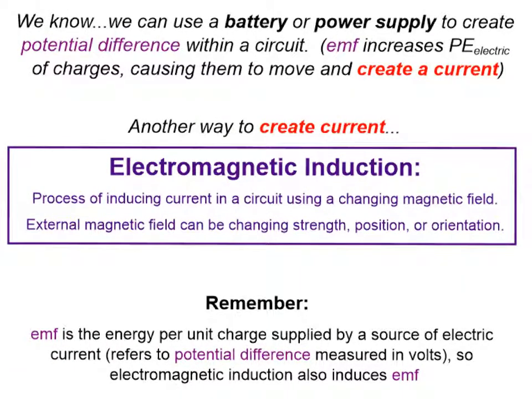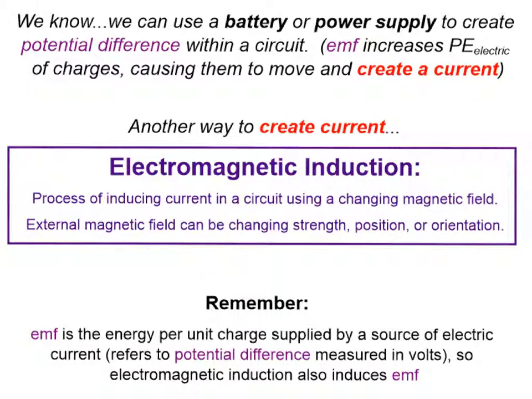We know from what we've been studying that we can use a battery or a power supply to create potential difference within a circuit. The EMF increases the electrical potential energy of the charges and causes them to move and create a current. So the battery or the power supply gives us this potential difference, and that creates a current. But there's another way we can create current, and that is called electromagnetic induction. We can actually generate current by using a changing magnetic field around a circuit.